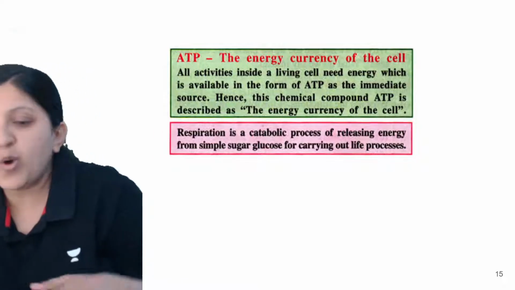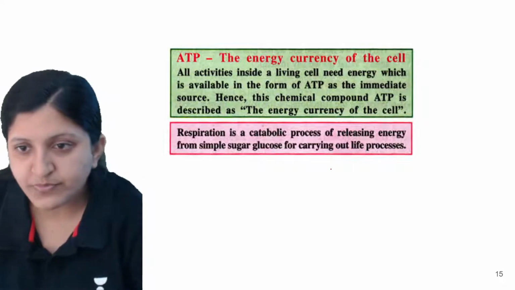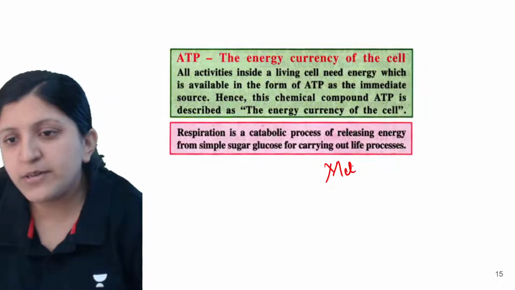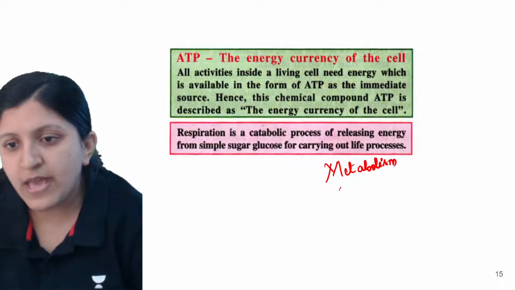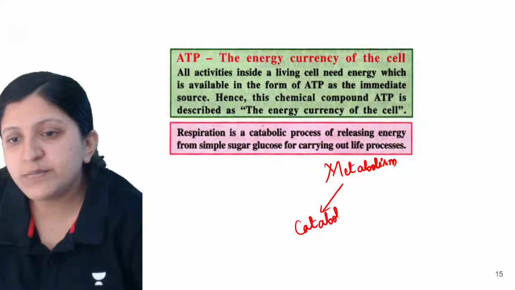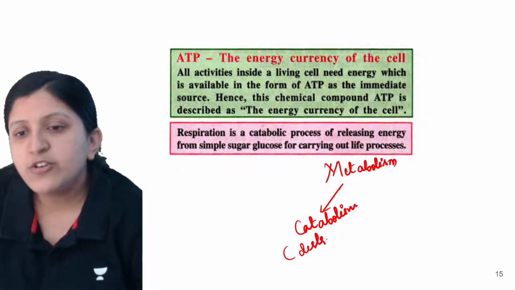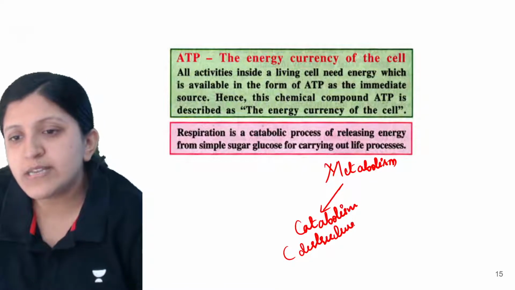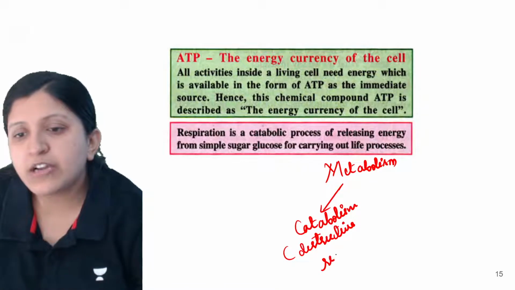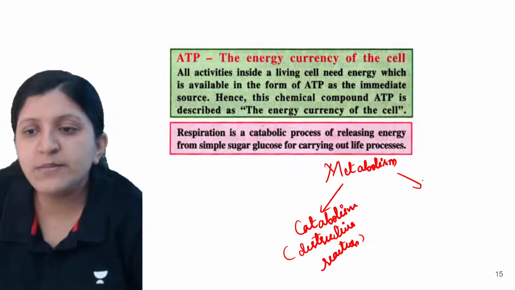Metabolism, when we mention it, has two kinds of reactions. Under metabolism, we have catabolism and anabolism. Catabolism is basically a destructive reaction. This is a destructive reaction. And now, when we mention it, there is anabolism as well.